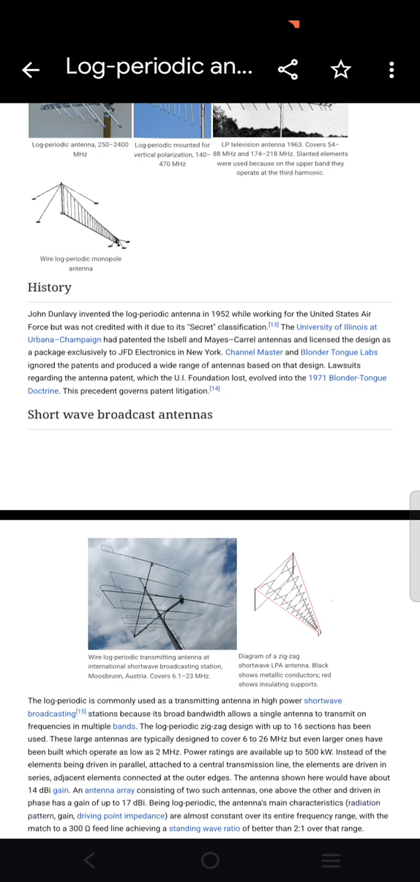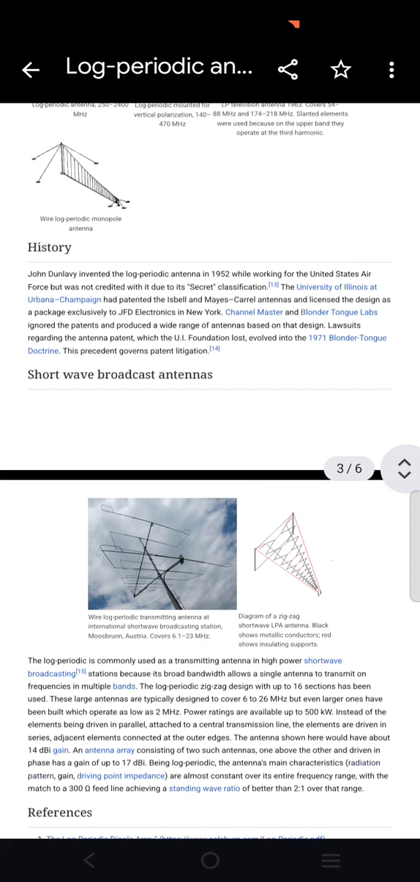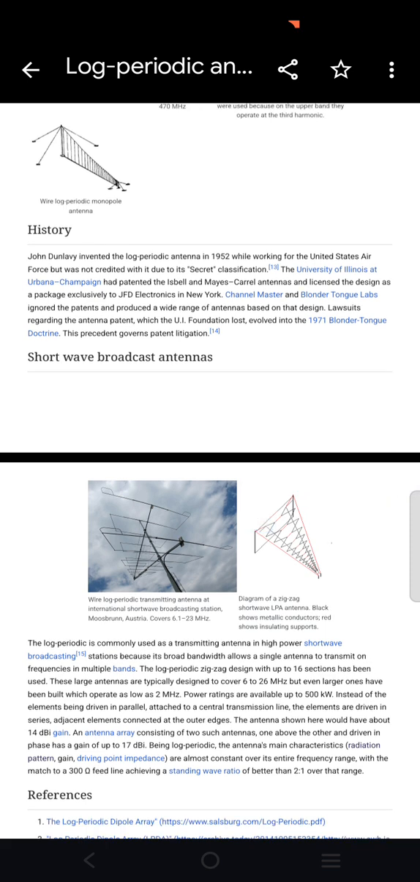The University of Illinois at Urbana-Champaign had patented the Isbell and Mayes-Carrel antennas and licensed the design as a package exclusively to JFD Electronics in New York. Channel Master and Blonder Tongue ignored the patents and produced a wide range of antennas based on the design. Lawsuits regarding the antenna patent, which the University of Illinois Foundation lost, evolved into the 1971 Blonder-Tongue doctrine. The precedent governs patent litigation.